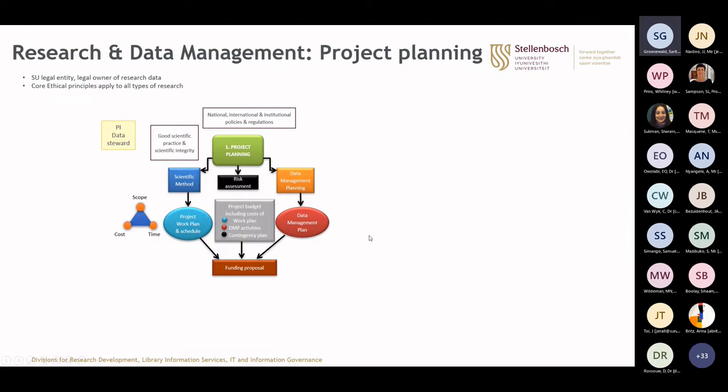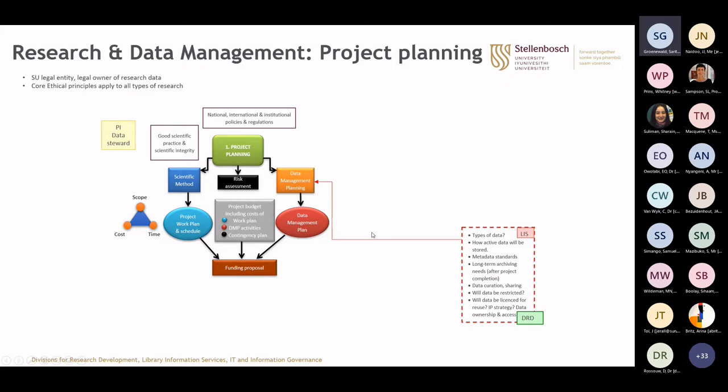So this is an important point, and this is where researchers sometimes get stuck. The library and information services can help researchers to make a good data management plan and get all the information they need for their data management planning. And that will include the types of data that will be collected and how the data will be stored, metadata standards, etc. And then if there's any IP or ownership or access, the Division for Research Development will help researchers in that regard.